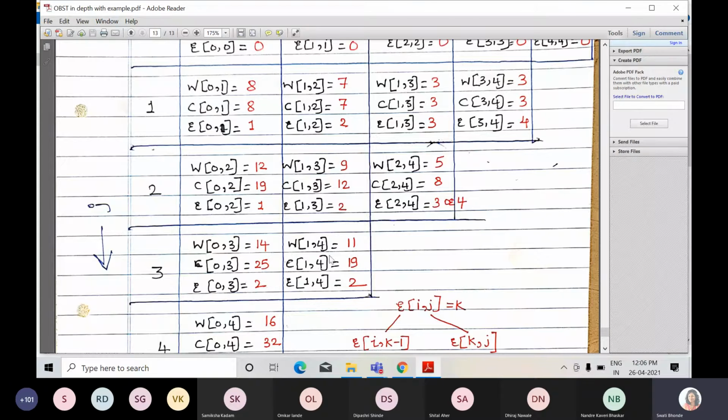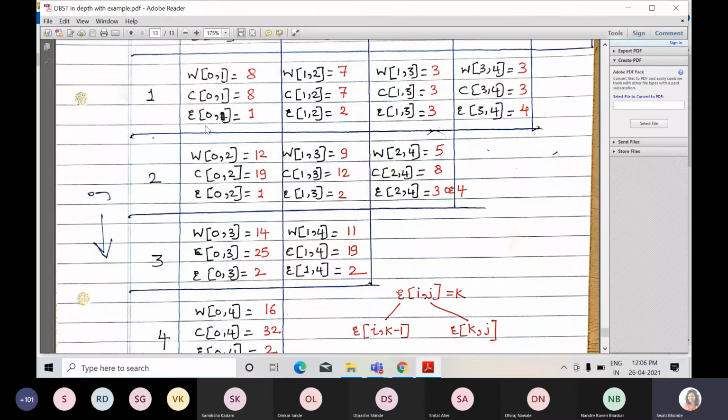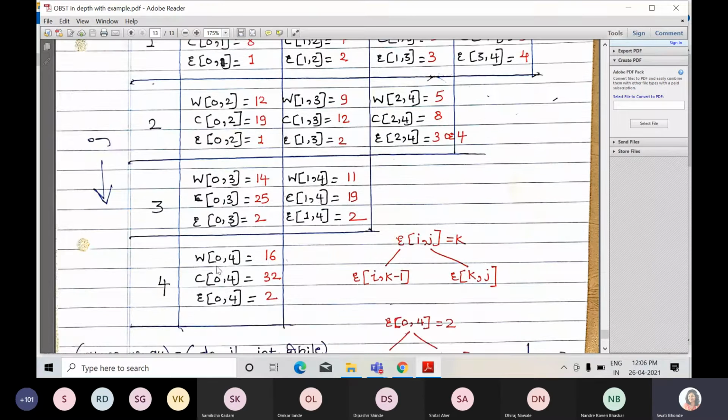And remember that for all these ij pairs, you also need to find the cost, and you also need to find who will be the root. In this example, the last row will contain w of 0 4. This is the only ij pair for which the difference will be 4. 4 minus 0 gives you 4.